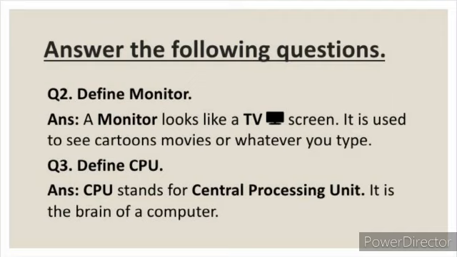Question number 3 is define CPU. And the answer is CPU stands for Central Processing Unit. It is the brain of a computer.